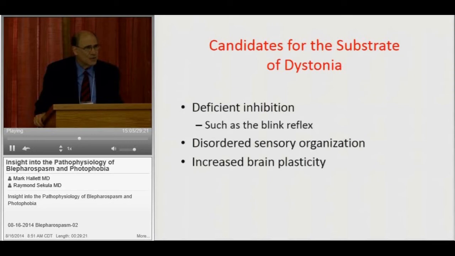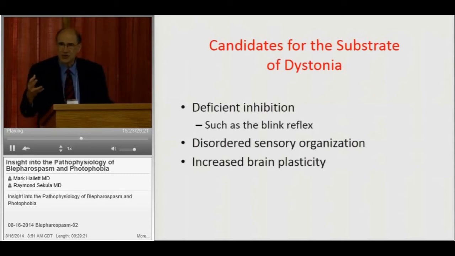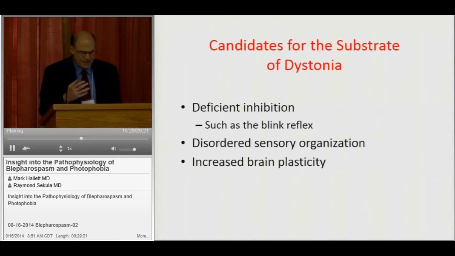There is also a mild abnormality of sensory function. You already heard from Dr. Jankovic that sensory influences can change the amount of blepharospasm, and that is one of the features of the sensory side. And there's also an abnormality of brain plasticity. That is the capability of the brain to change in certain circumstances. Let me just illustrate the deficient inhibition as has been shown in a number of different studies.